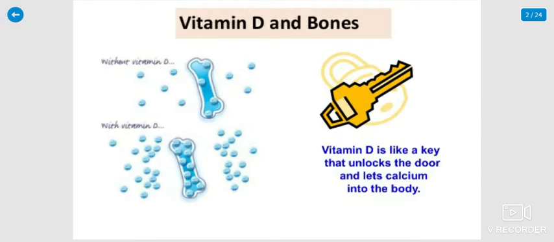Vitamin D deficiency causes a bone problem. Its main action works like a lock and key system. Vitamin D is like a key that unlocks the door and lets calcium into the body.